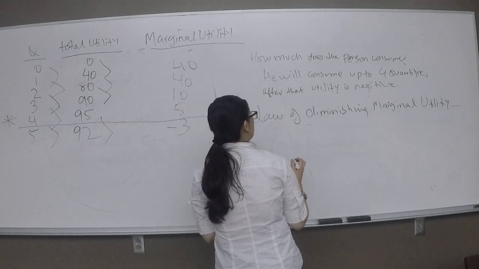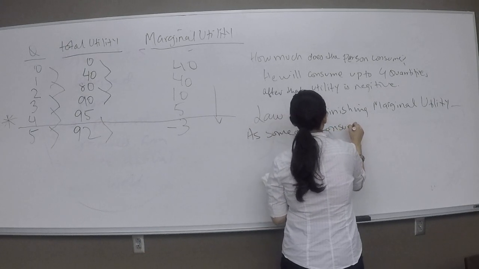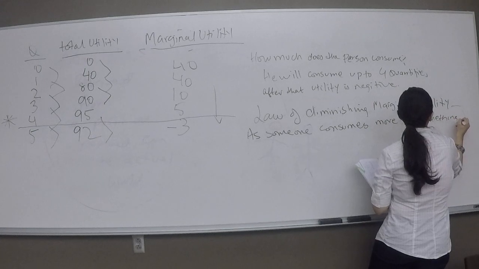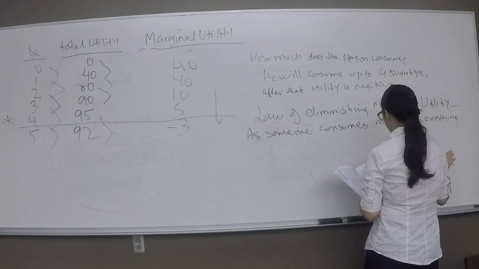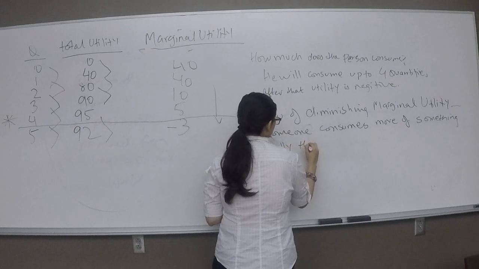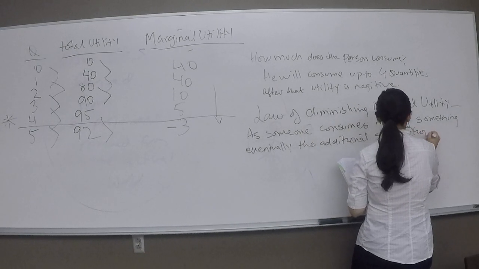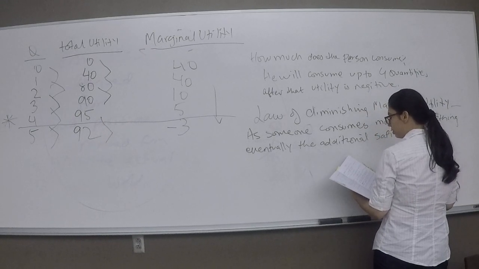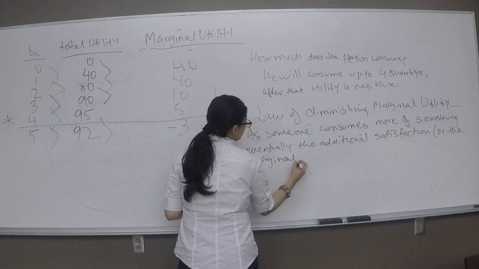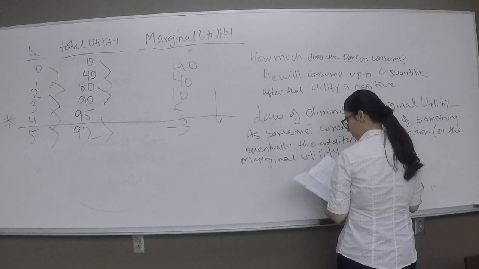So law of diminishing marginal utility says, as someone consumes more of something, eventually the additional satisfaction, or the marginal utility, received will decline.